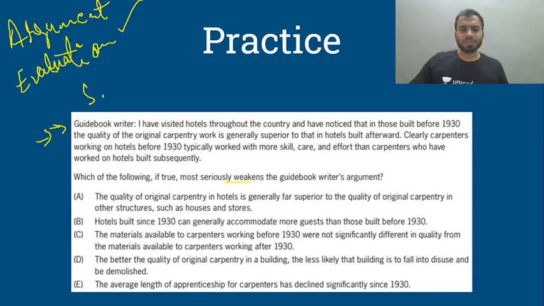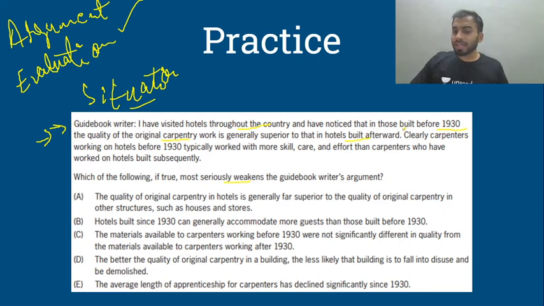Let's identify the situation in this passage. What is this passage trying to tell us? The passage is trying to tell us that the guidebook writer visited hotels throughout the country, and then noticed that there were hotels which were built before 1930, and the quality of work in those hotels is really nice, right? It is in fact superior to hotels that came afterwards.